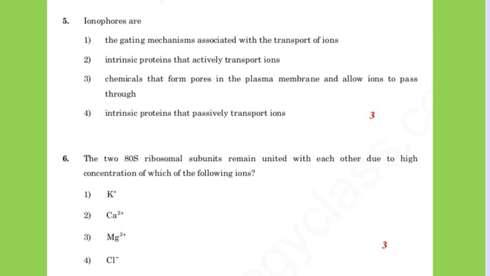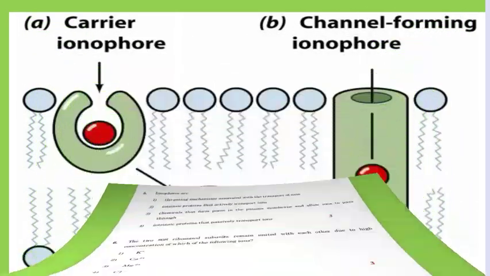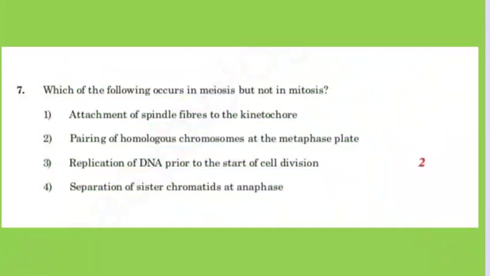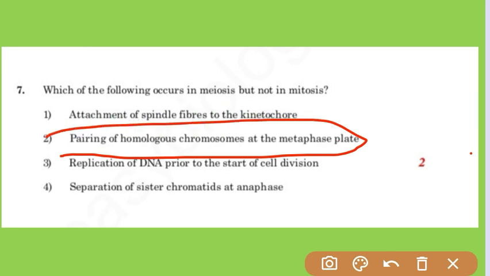Then the next question: which of the following occurs in meiosis but not in mitosis? If you compare meiosis and mitosis, the pairing of homologous chromosomes at the metaphase plate, that is synapsis, occurs only in meiosis, not in mitosis.